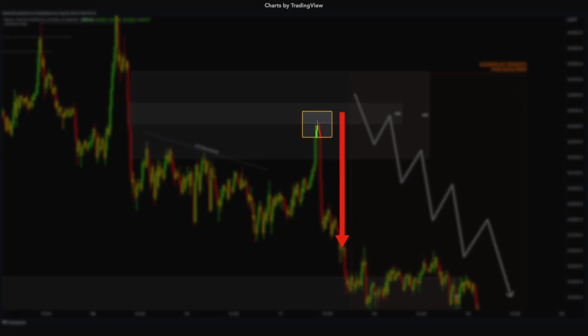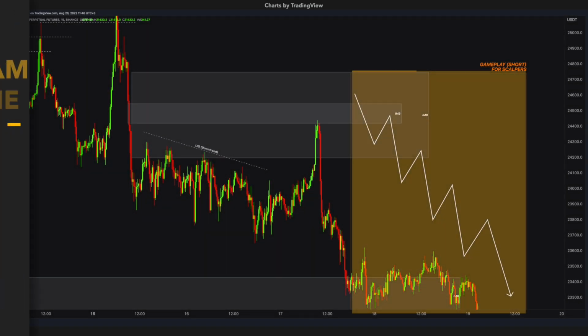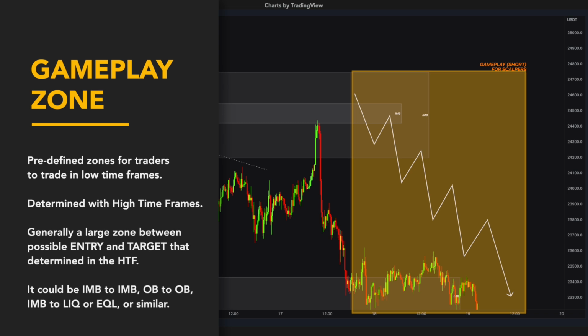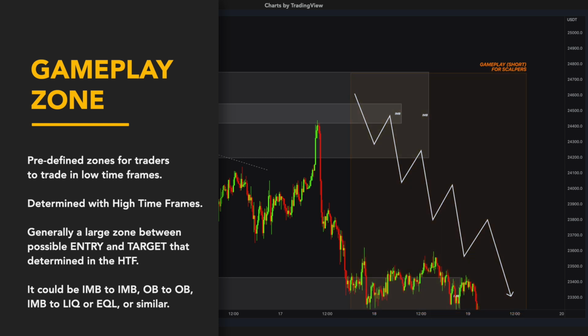Let's open low time frames and understand how to keep scalping the low time frames in this gameplay zone. Yes, the gameplay zone. If you want to be a scalper, you must determine the gameplay zone with high time frames first. I already covered the gameplay zone fully in one of my videos. It is simply the area between possible entry and target points from the high time frames, such as imbalance to imbalance, or order blocks to order block, or imbalance to equal lows or highs.